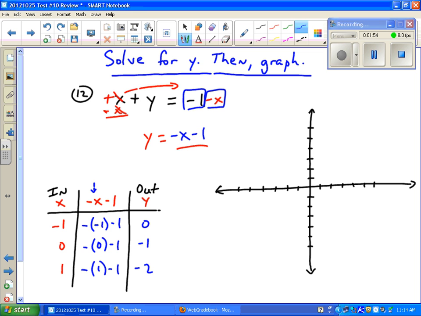Your ordered pairs, your first one is -1, 0. It tells us to go to the left one time and not up or down at all. So we'll graph that point there. That's -1, 0.